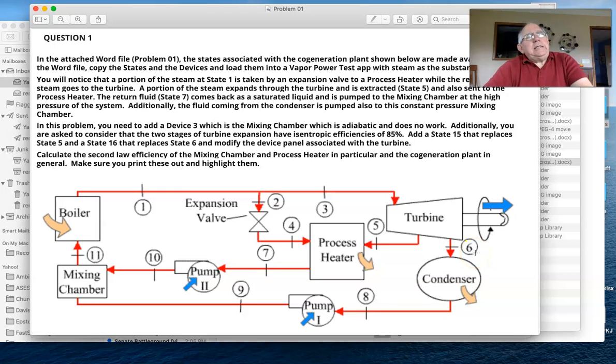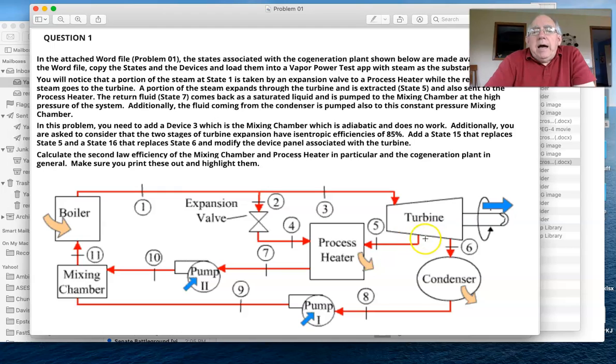Now, one of the things that you need to keep in mind is that whenever we look at an irreversibility associated with a turbine, we calculate the isentropic condition, and in that case it's going to be state 5, and then we modify and generate a state 15 that takes the isentropic work and multiplies it by 0.85 and adds that enthalpy to the incoming. And so the enthalpy associated with state 15 is a little bit higher because there's less work being generated.